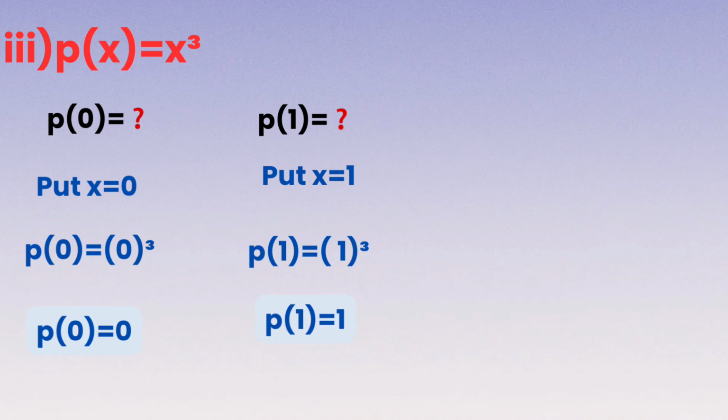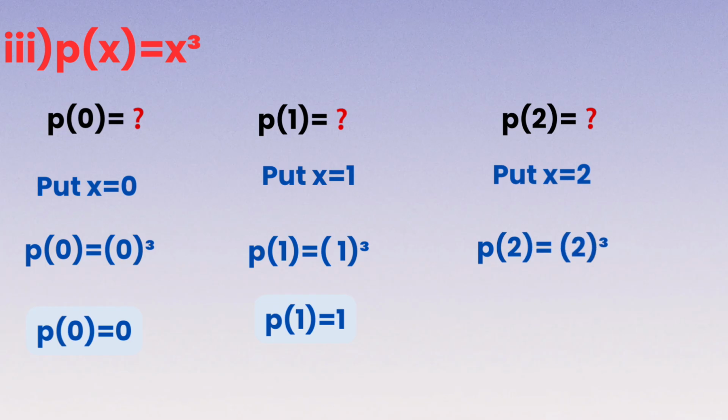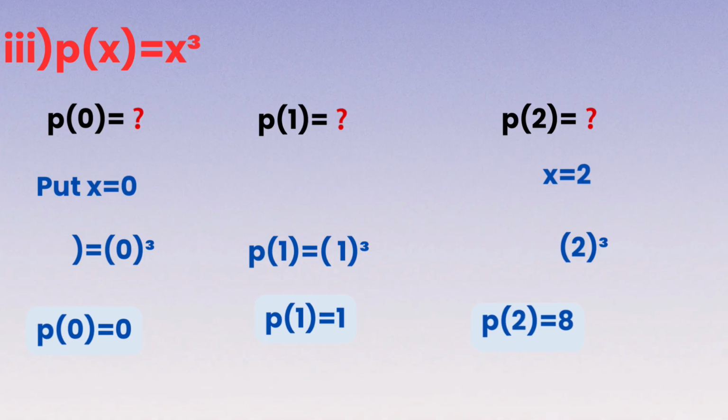The last part is P2. To find P2, put the value of x as 2. Then the expression will be P2 is equals to 2 cube. The value of 2 cube is 8, which means the value of P2 is 8.